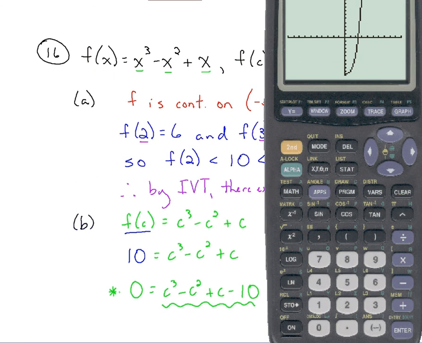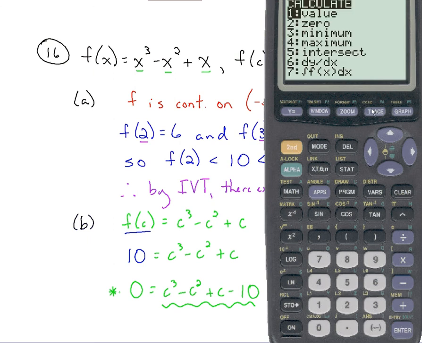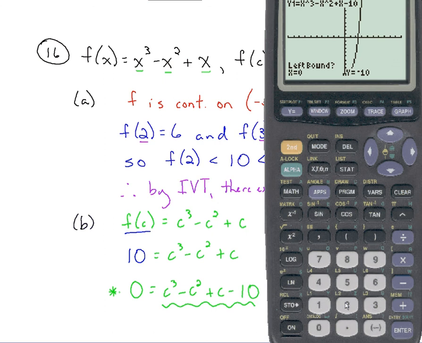So how do I do that? I hit second, and I hit trace. You are trying to find the 0, so you go to number 2. You're prompted with these questions. Remember, you're trying to zoom in on this part right here. So the first question is left bound. What you're going to do is take the little Frogger guy here and move him over. You're going to get closer to that value you're trying to find, but you're going to stay to the left of it, since this is the left boundary. And once you're to the left of it, hit enter.